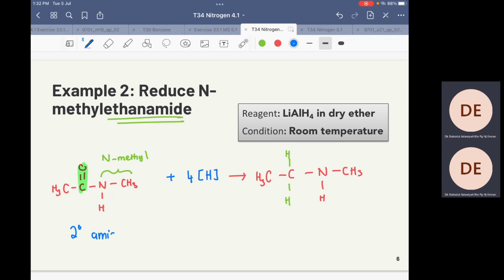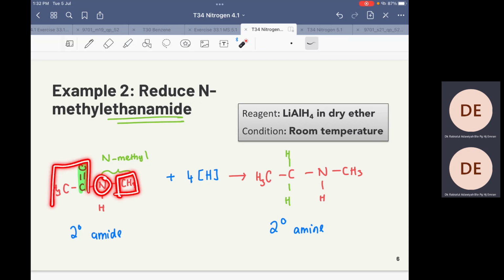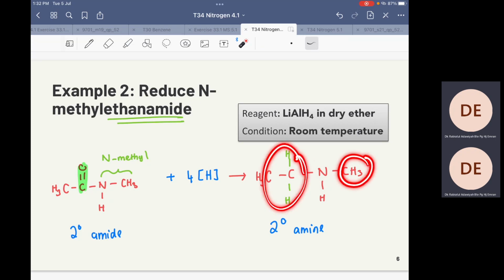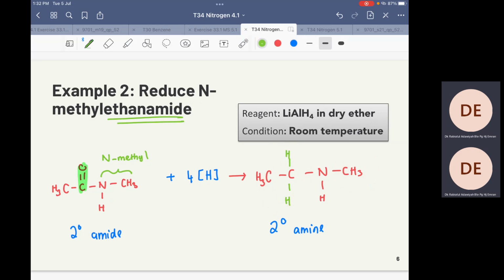Okay, same thing. Secondary amide will form secondary amine. If you're wondering how do I know it's secondary, you look at the nitrogen. How many alkyl groups or acyl groups is it attached to? There's 1 alkyl group, 1 acyl group. So in total, 2. It's a secondary amide. Same thing for the amine. It's attached to a methyl group and an ethyl group. That makes it a secondary amine. And of course, the other product that I forgot to add is H2O.